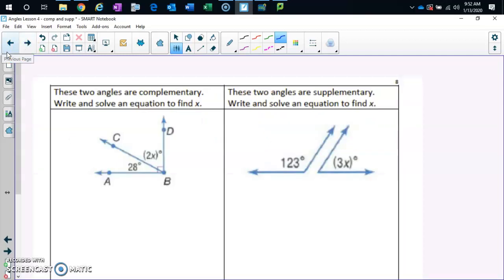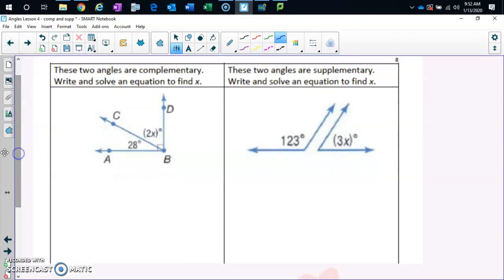Okay, now, here we go. The directions here say these two angles are complementary. When you read that, what does the word complementary mean? They add up to 90. Now, those words are great, but did this picture really need those words? No, because do you see that little right angle right there? That tells you the angle relationship.